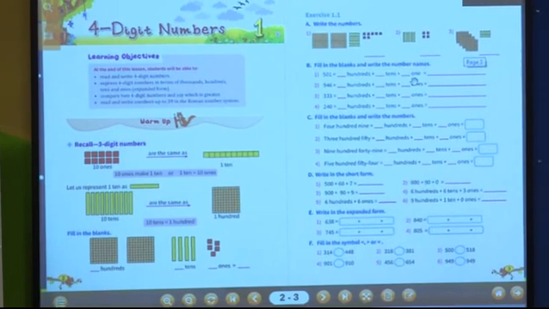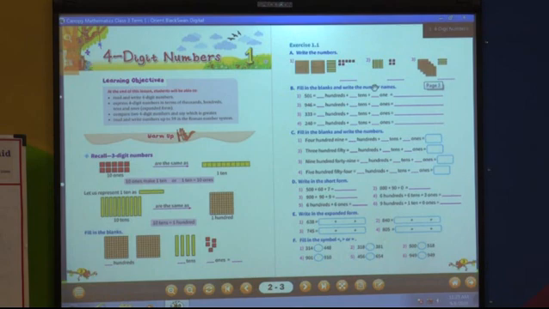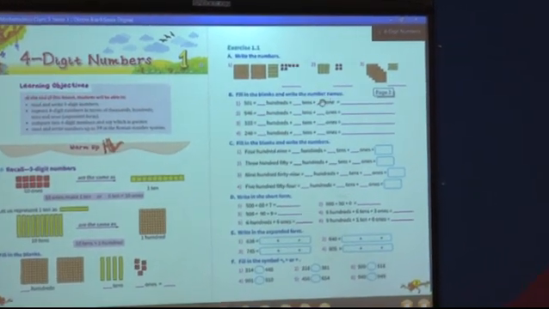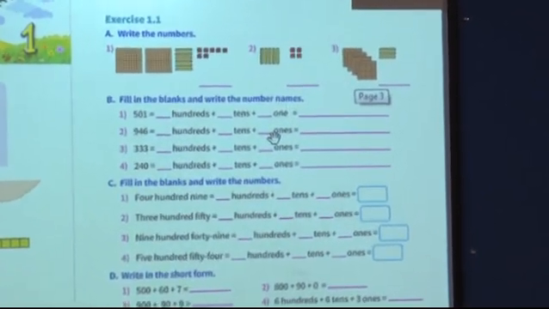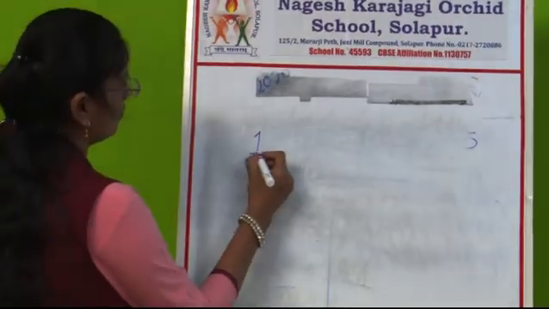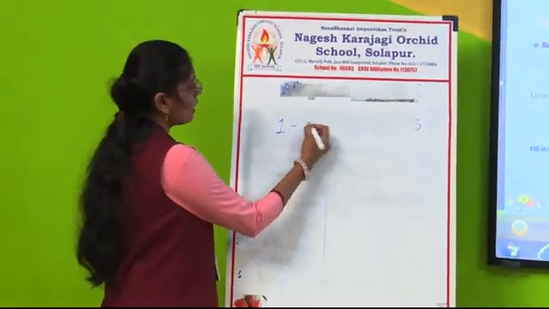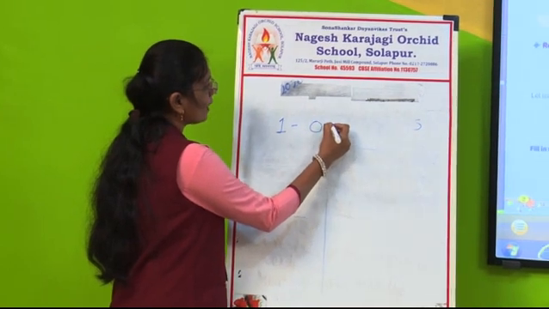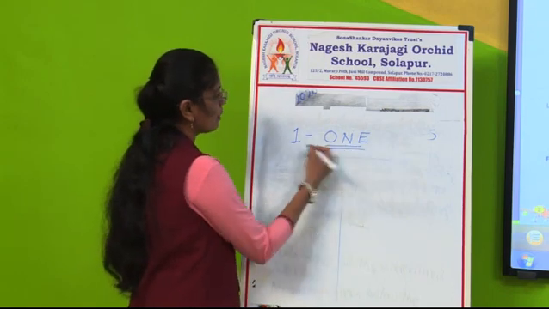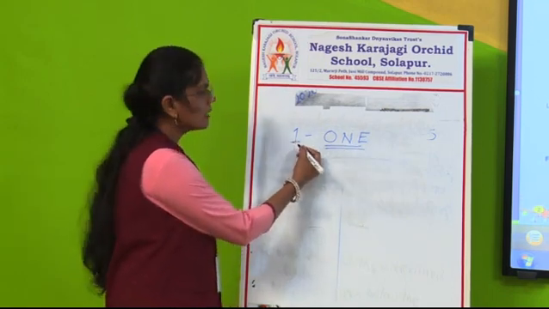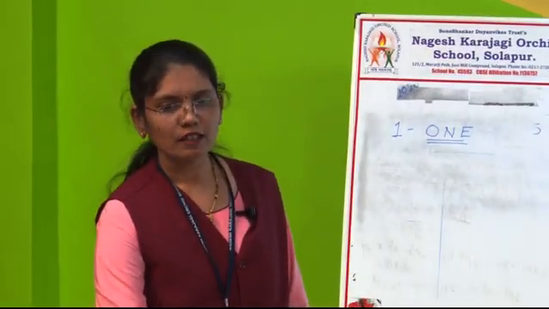Now let us move to the next question, that is fill in the blanks and write the number names. Now students, what is meant by number names? We all have our own name. Similarly, numbers also have their own names. Now look at the board. What did I write here? 1. Yes. If I write this in words, O-N-E, this is the number name of this number. In this way we have to write the number name of the given number.